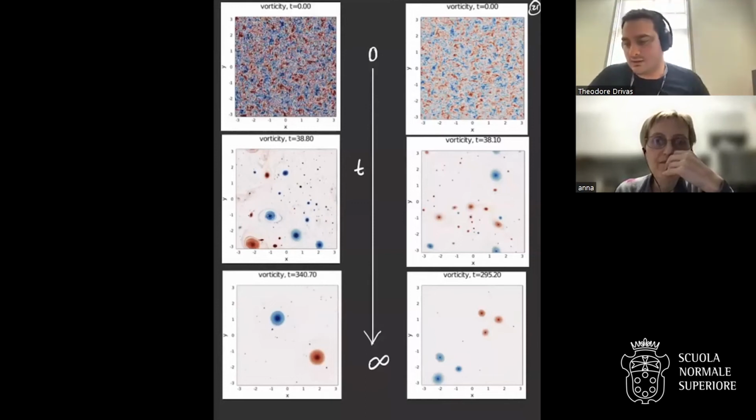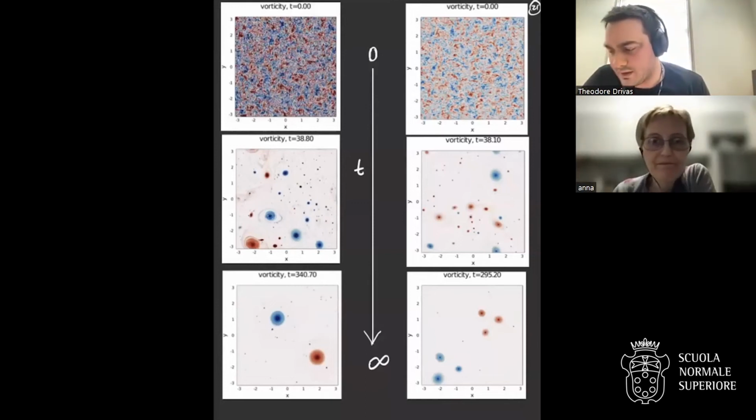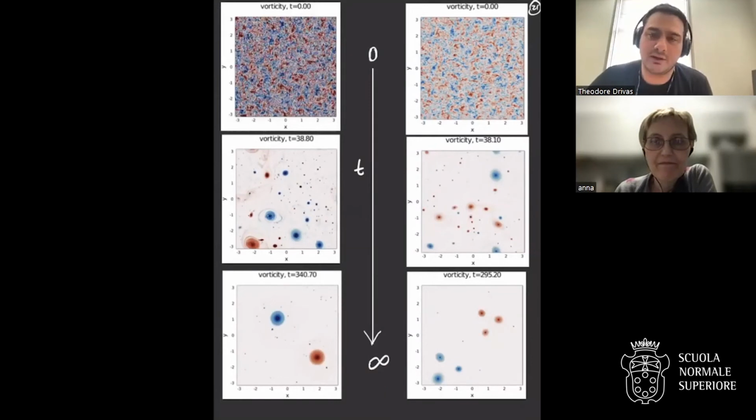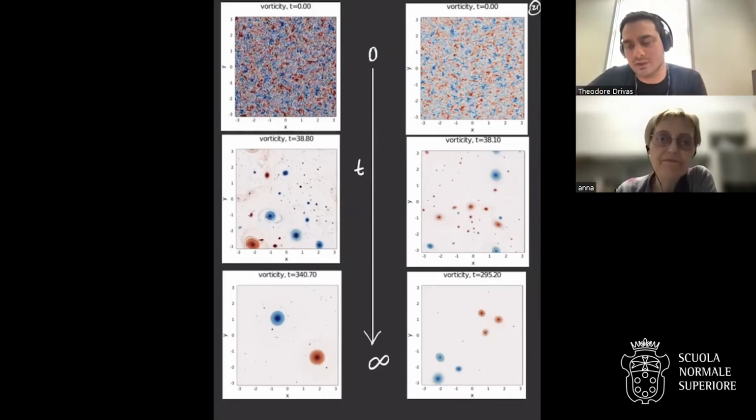Let me say that the numerical code is due to Navid Constantino. It's publicly available. You can get it on GitHub. It's very easy to run on your own computer. I run these on my laptop and it takes a couple of hours. And it's a pseudospectral code. It's pretty good code, but yeah.